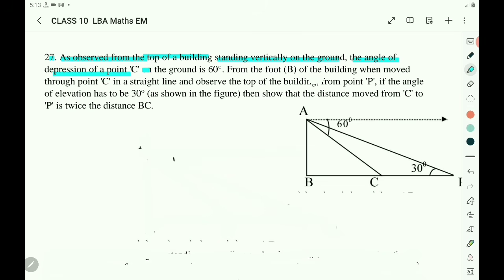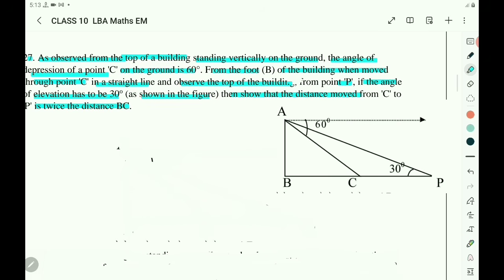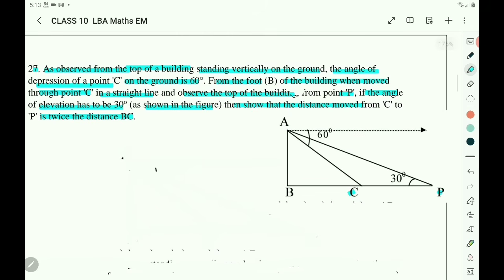Question number 27. As observed from the top of a building standing vertically on the ground, the angle of depression of a point C on the ground is 60 degree. From the foot B of the building, when moved through the point C in a straight line and observe the top of the building from the point P, if the angle of elevation has to be 30 degree as shown in the figure, then show that the distance moved from C to P is twice the distance BC. Here P is a point on the ground, C is also a point on the ground, and angle of depression of the point C from the top of the building is how much? 60 degree.